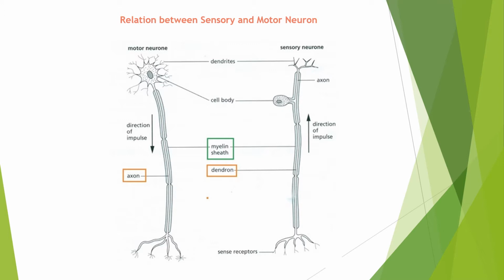And in between the sensory neuron and motor neuron, where you can see the dendrites of the two neurons, there is another neuron that is known as the relay neuron or intermediate neuron. The relay neuron or intermediate neuron transmits nerve impulses from the sensory neuron to the motor neuron. The intermediate neurons are found within the central nervous system.